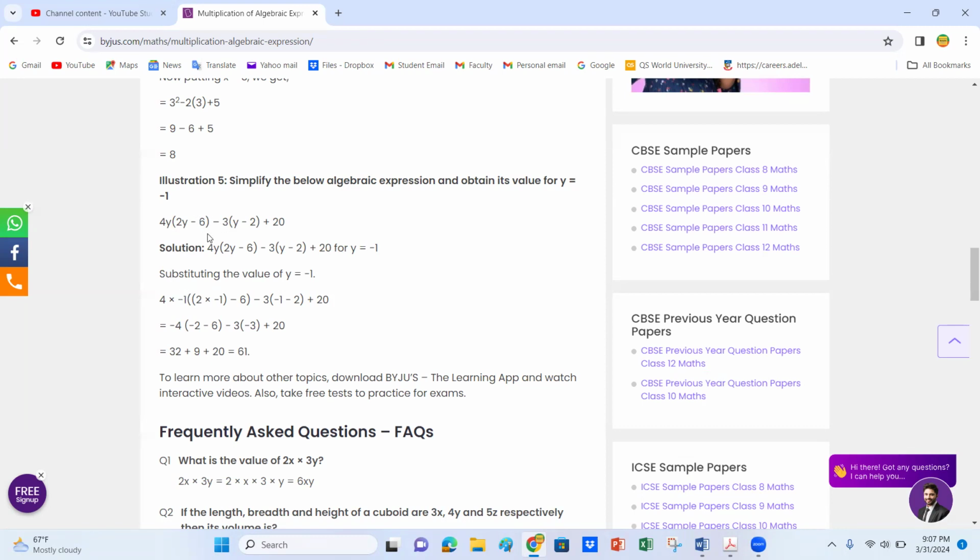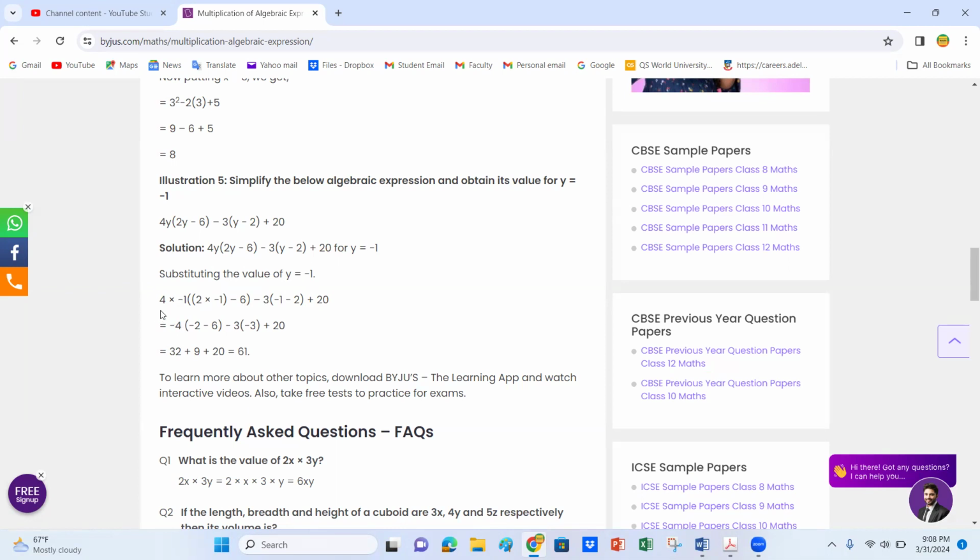In place of y, he put here minus 1. So this is the one place, second place, third place. In three places, we put y is equal to minus 1. So 4 multiplied by minus 1, into 2y, minus 2 into minus 1, multiply by minus 1, and minus 6, minus 3, and y is minus 1, minus 2, and plus 20.